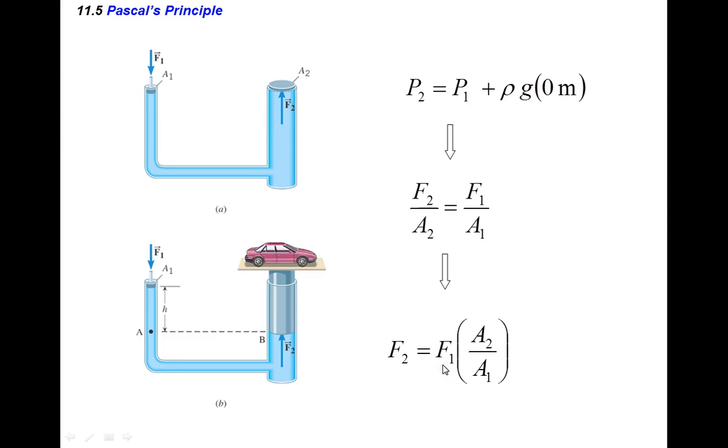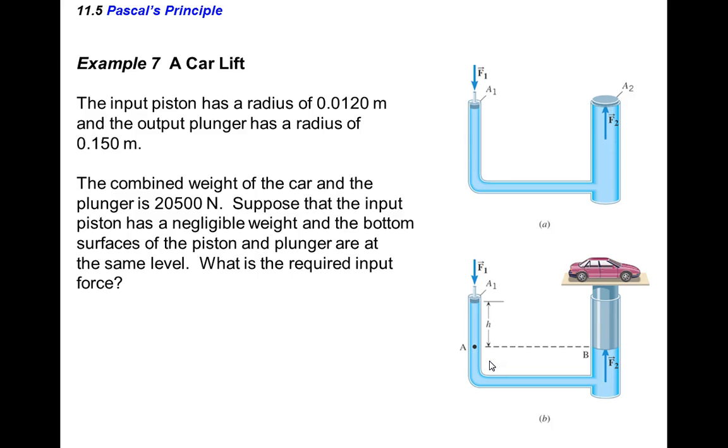F1 is my input force, and then that ratio of the area of the two cylinders is how much I'm magnifying my force by. So when I jack up my car, I'm able to come up with a huge amount of force and lift up my car, even with a relatively small force coming from my hand pumping the jack. So here's the example.